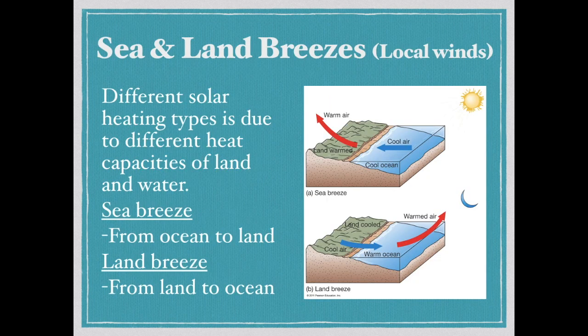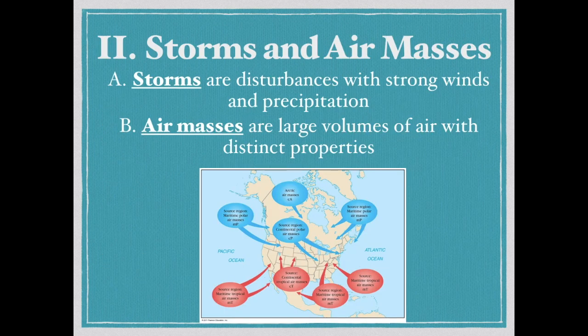A sea breeze is going to move from the ocean to the land, while a land breeze is going to move from the land out to the ocean. Now, here are some air masses that you will need to be aware of, and we'll talk about that in just a little bit. But storms basically are a disturbance with strong winds in the weather with a great amount of precipitation.